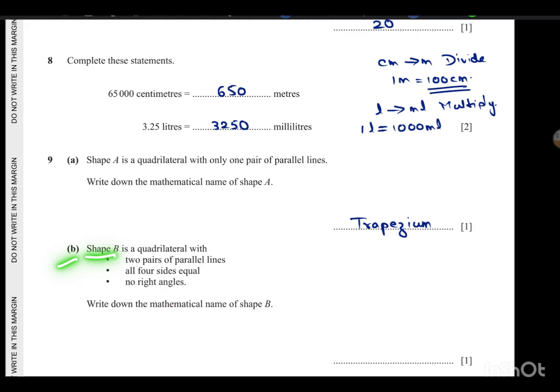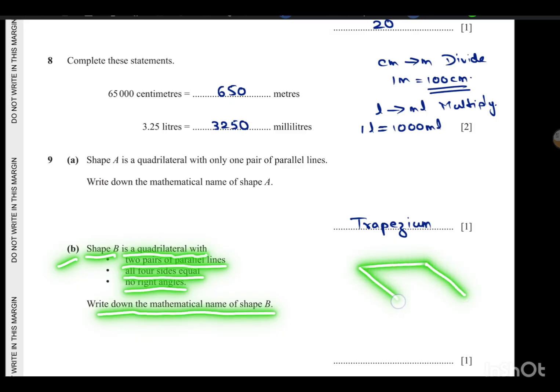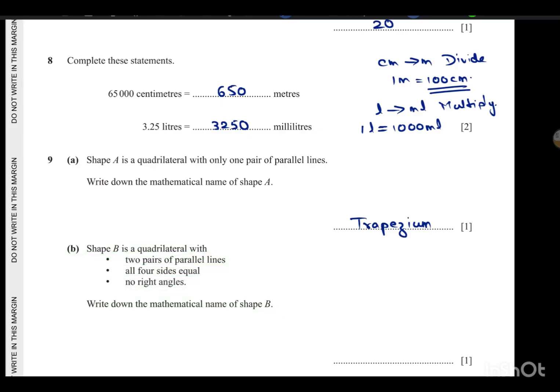Question B. Shape B is a quadrilateral with two pairs of parallel lines. All four sides are equal. No right angles. Write down the mathematical name of shape B. Now, two pairs of parallel lines means it will be a parallelogram, but a parallelogram will not necessarily have all sides equal. The parallelogram with all sides equal is a rhombus, and a rhombus will not have right angles. So the answer is rhombus.